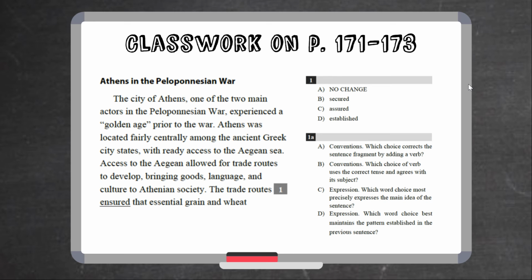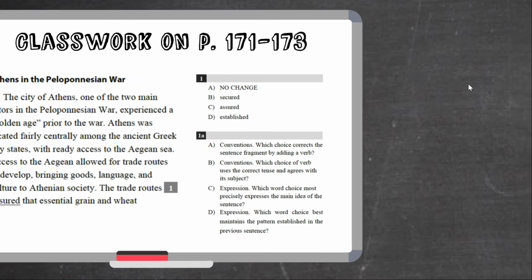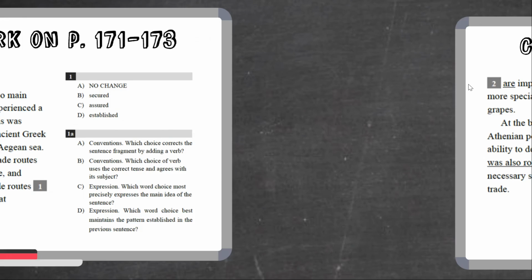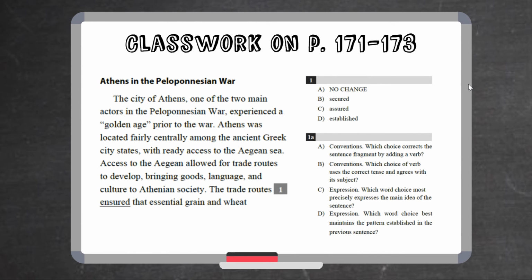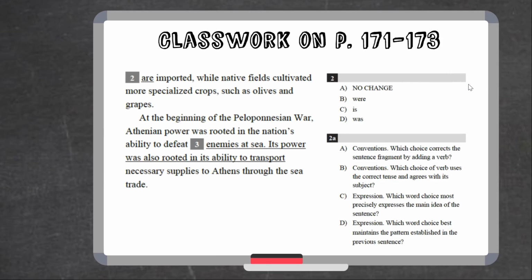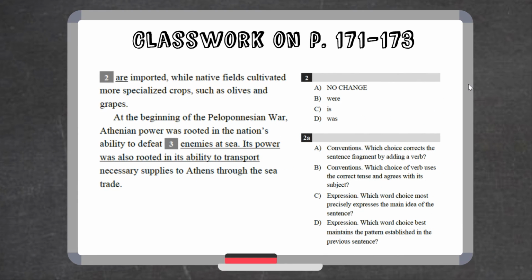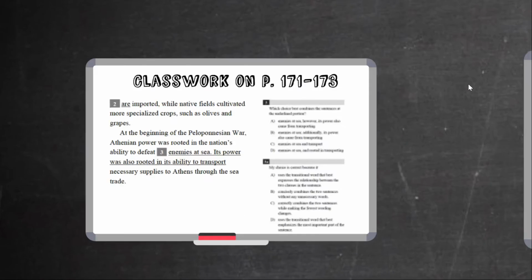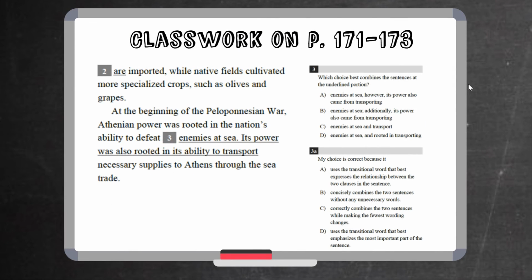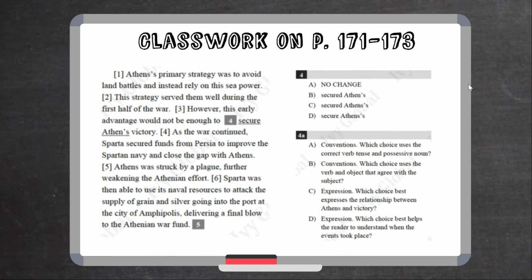And here is more classwork, right, from pages 171 to 173. And again, this is not here so that they can look at the screen and answer the questions based on the screen. All of these are found in their book, so they should all have their book and open up to the appropriate pages. Of course, the classwork continues.